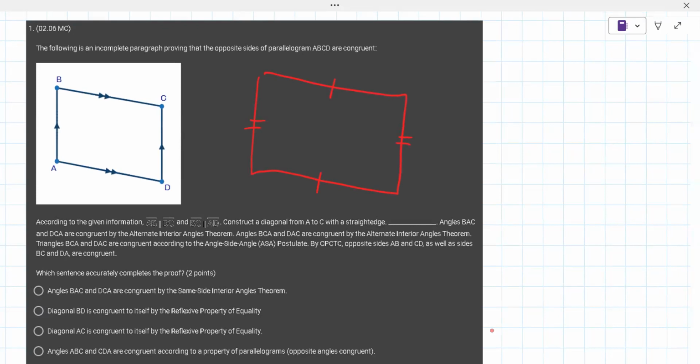According to the given information, AB is parallel to DC, right? And BC is parallel to AD. So constructing a diagonal from A to C, so that's here, with a straight edge. Now that's where we get to fill in this blank. What you've got to do is look at these answers, and I would start with the angles. Are the angles congruent and why? BAC and DCA, ABC and CDA.